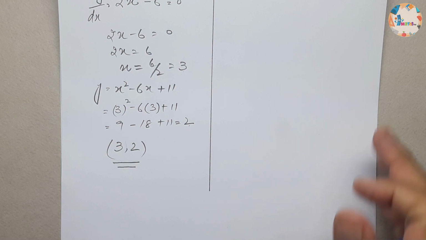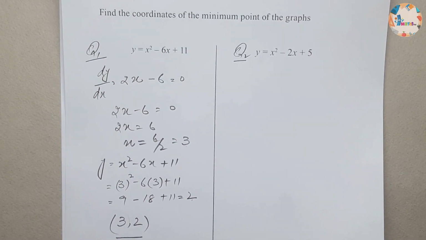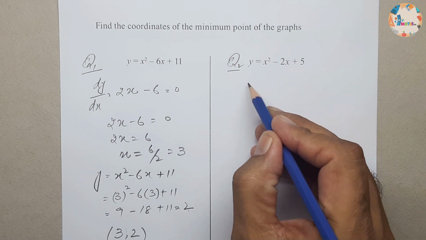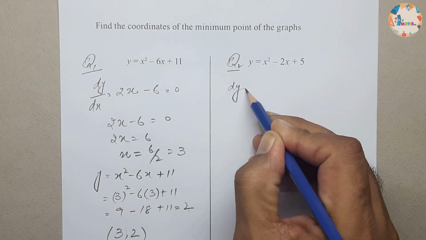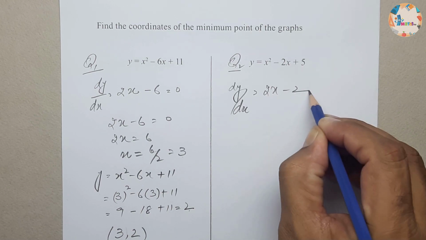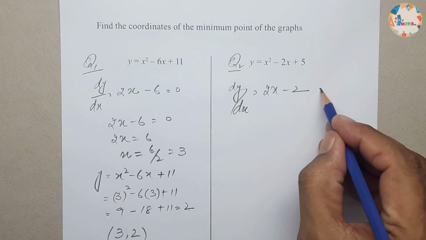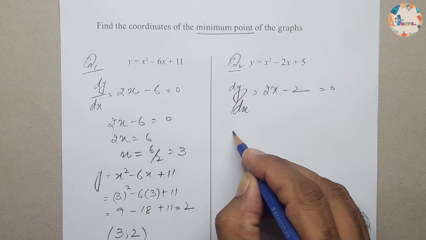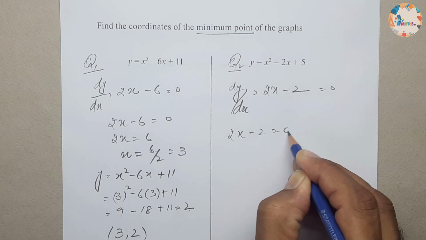We can solve this question as well, which is y is equal to x squared minus 2x plus 5. So dy by dx, again we take the derivative. This will be equal to 2x minus 2. This will be equal to 0 for the minimum point, so 2x minus 2 is equal to 0.